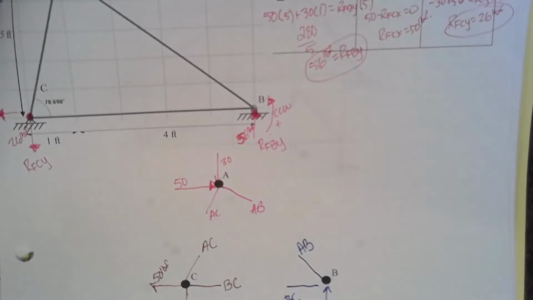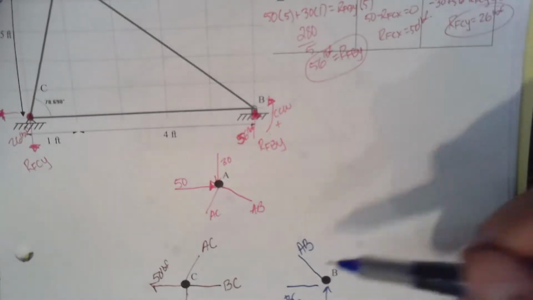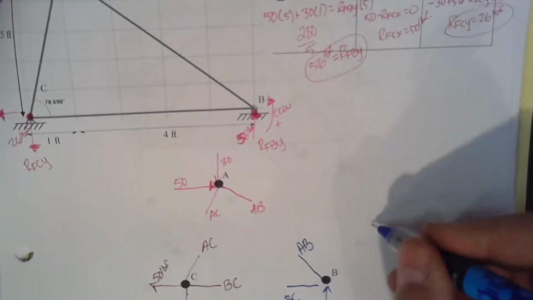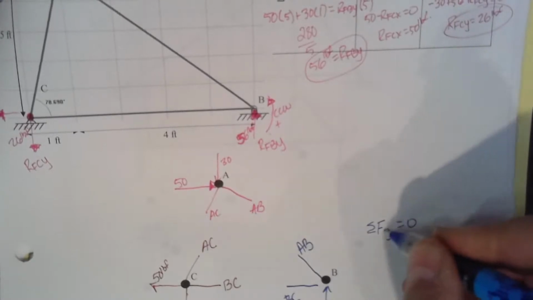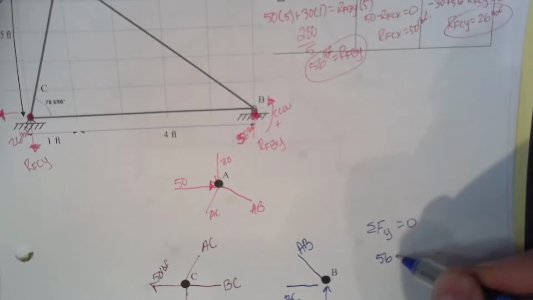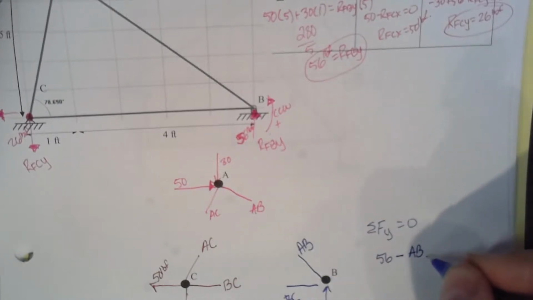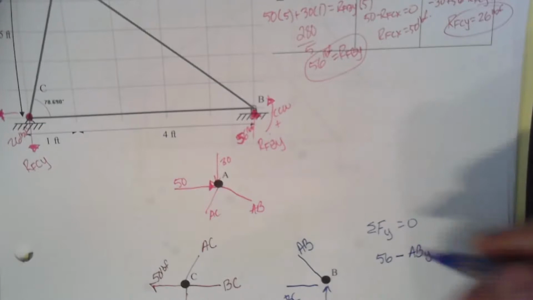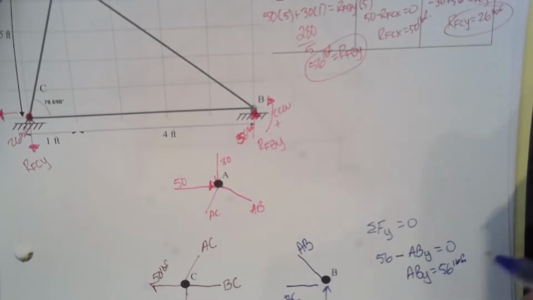And what I always say to do is to start at the easiest one. This has the least things going on, so we're going to start there. And what we do is the sum of the forces in the Y direction have to be 0. And I've got 56 coming up. So I'm going to need minus something, and the only thing that can go down is AB. So it'd be AB in the Y direction, we're looking at its components, equals 0. So AB in the Y is 56 pounds of force.